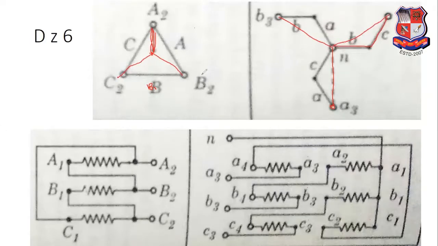So this is parallel to B. So this is B. Then this is phase A, parallel to phase A, and complete this particular vector. This is parallel to C. So this is C. Same way, B parallel and A parallel. Okay. Now C3, this will become C4. A3, this point will become A4. B3, this point will become B4.